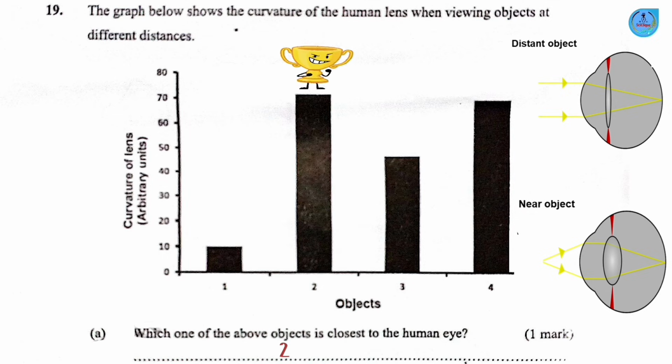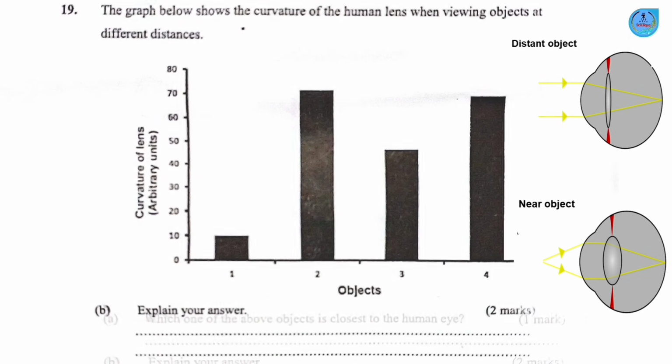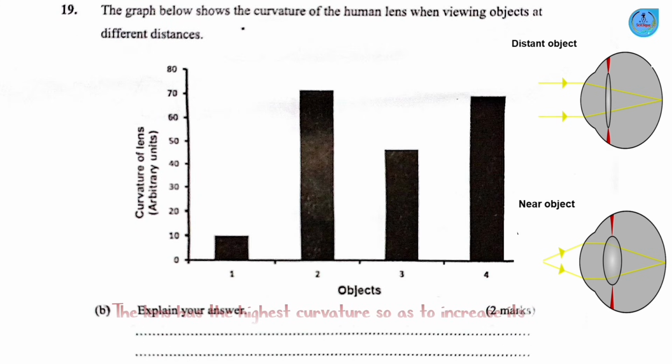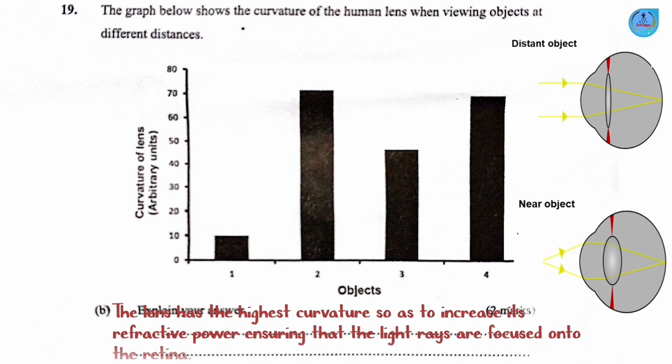Part B, explain your answer. So the lens has the highest curvature in order to increase the refractive power so as to focus the light rays onto the retina.